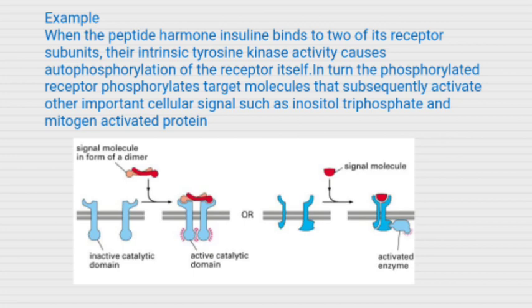In turn, the phosphorylated receptor phosphorylates target molecules, insulin receptor substrate peptides, that subsequently activate other important cellular signals such as inositol triphosphate. Cascade of the activation results in the multiplication of the initial signals, much like that which occurs with the G protein coupled receptors.